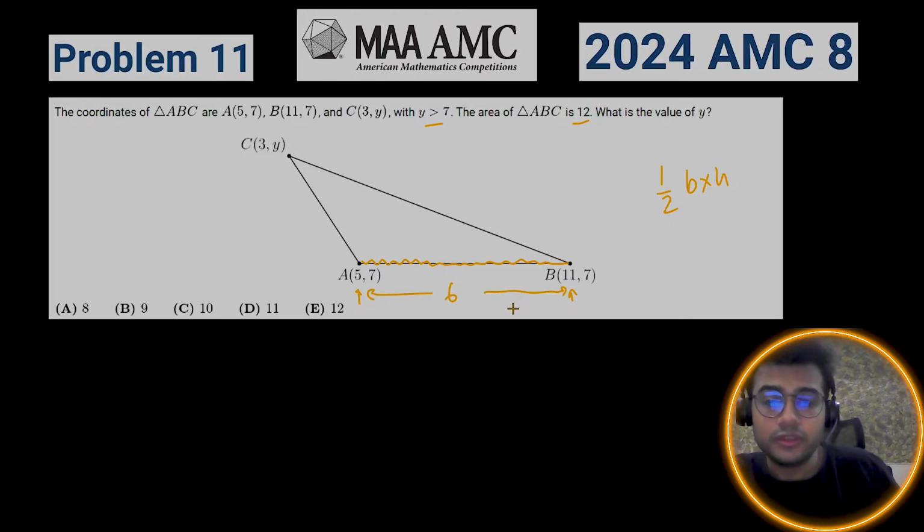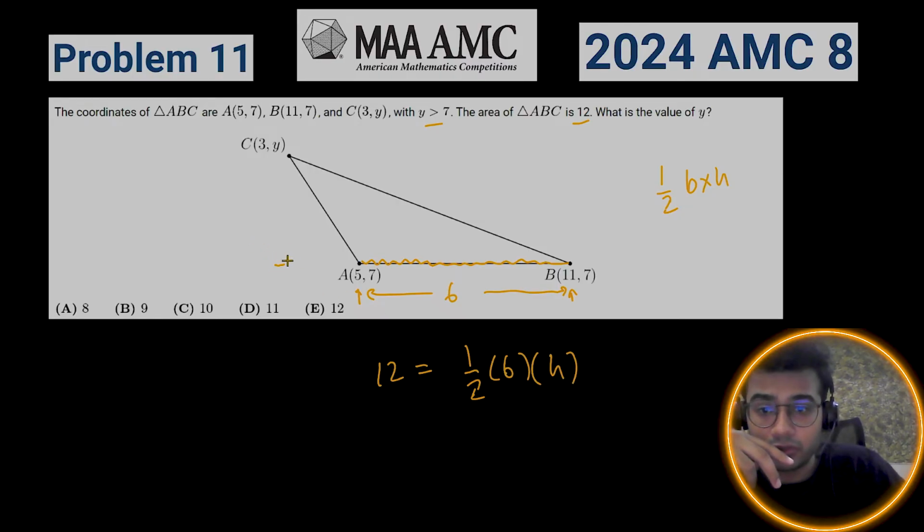So using the formula for the area of a triangle, 12 equals half base, which is 6, times height, which is the perpendicular height, by the way. So this is the height. And this tells us that h is supposed to be 4. So that means the point C must be 4 higher than point A. So 7 plus 4 is 11. So Y must be 11, and the answer is D.